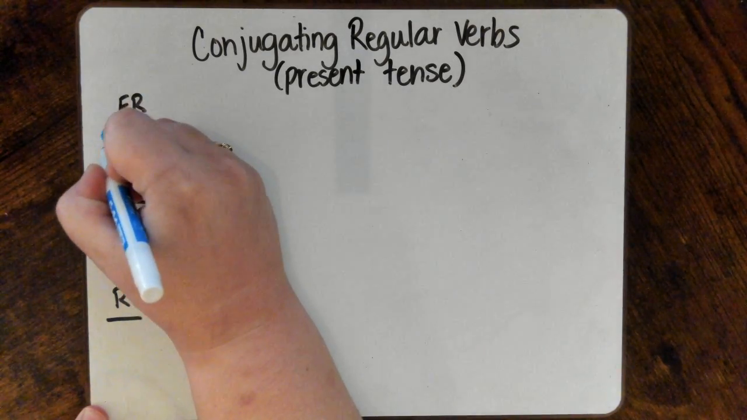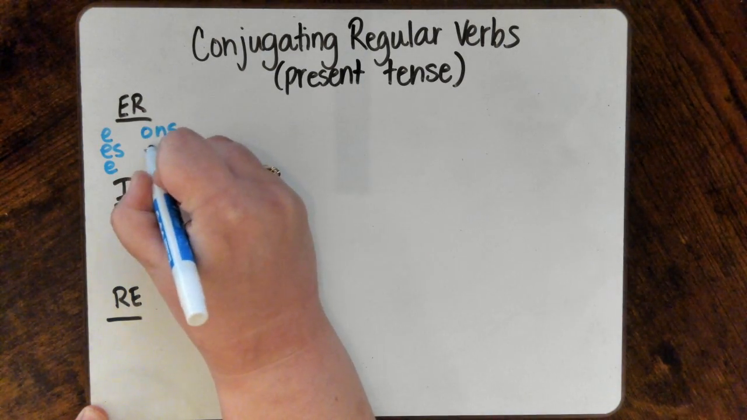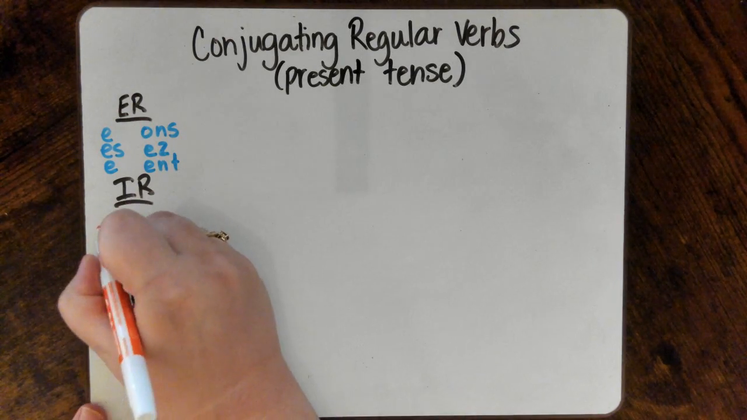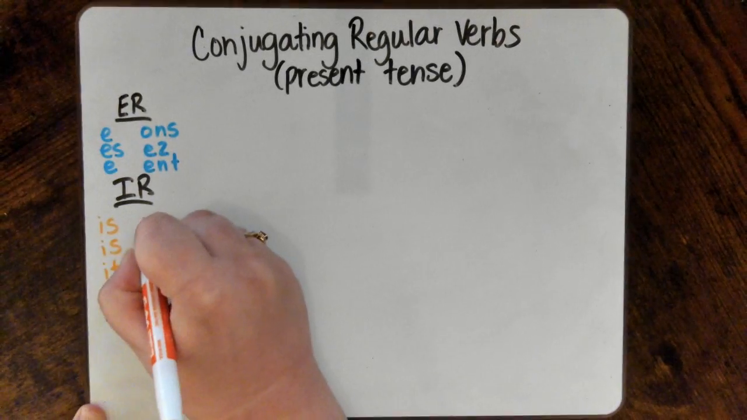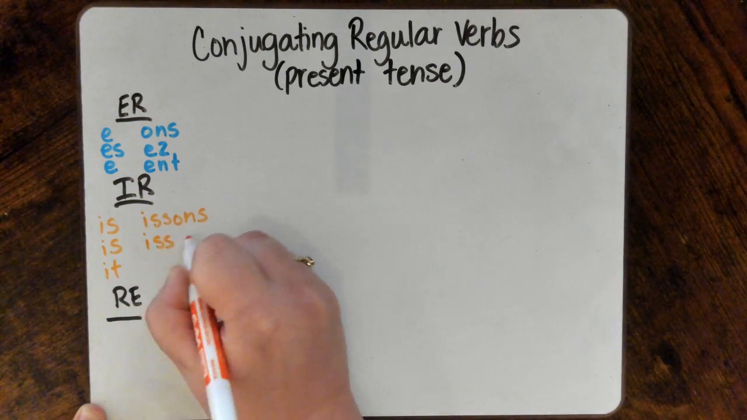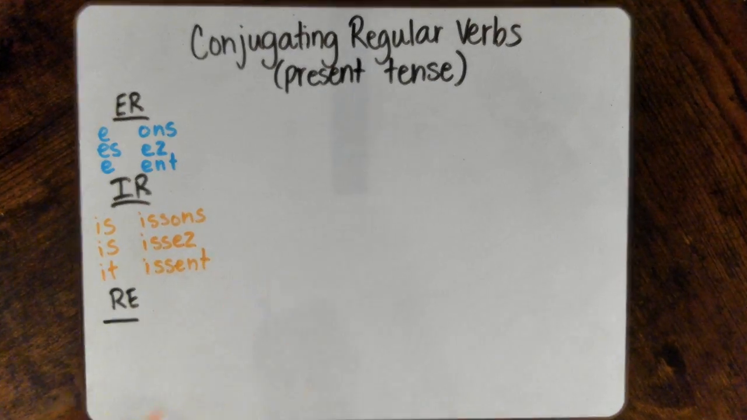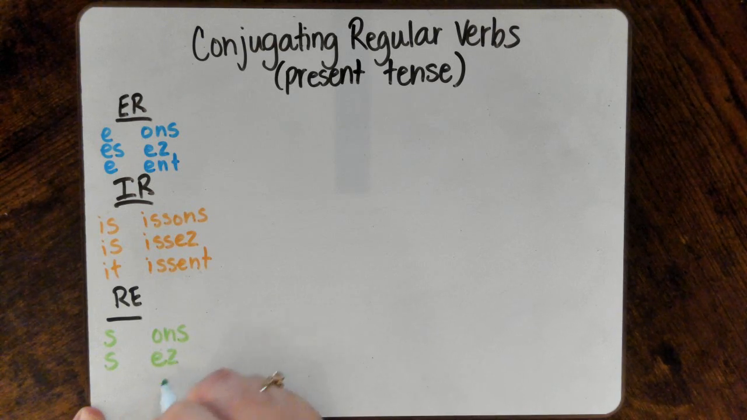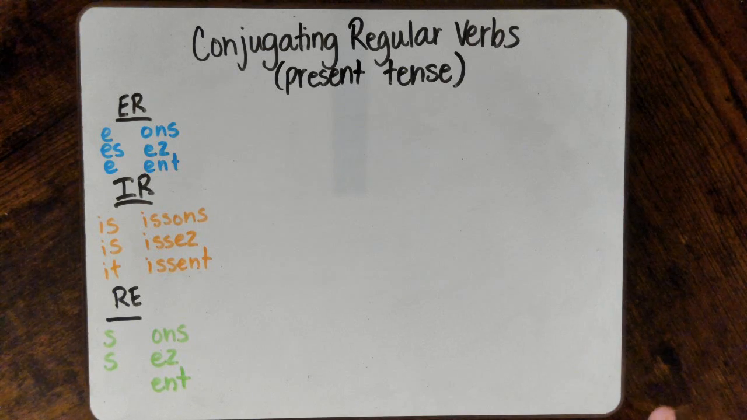So these are the endings to memorize: E, ES, E, ONS, EZ, ENT. Those are the endings for ER verbs. For IR verbs, the endings are IS, IS, IT, ISSONS, ISSEZ, ISSENT. And the endings for RE verbs are S, S, nothing, ONS, EZ, ENT. So that's the first thing that is absolutely important to know when you're conjugating regular verbs in the present tense. We're going to use that to help us in just a minute when we actually conjugate a verb.